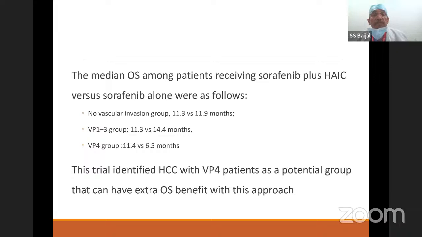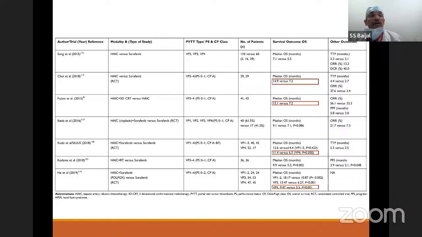And similarly, if we look at a more detailed chart which shows how the outcomes of VP3, VP4, we look at the distinct differences in the outcomes. Similarly, if we look at VP3, VP4, again, significant months of difference. And in the study of Dr. Kudo, which I just mentioned, a distinct difference. And similarly, again, VP4 showing a 9.7 versus a 5.5 month difference.